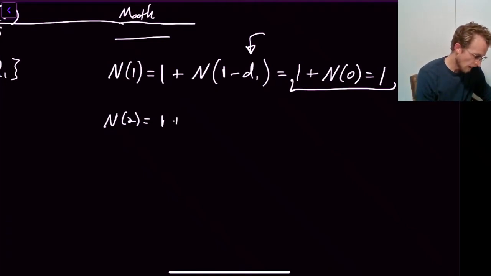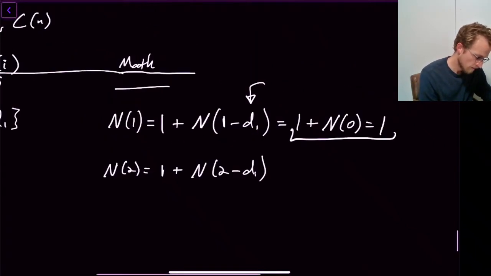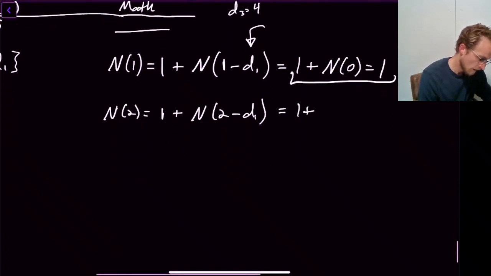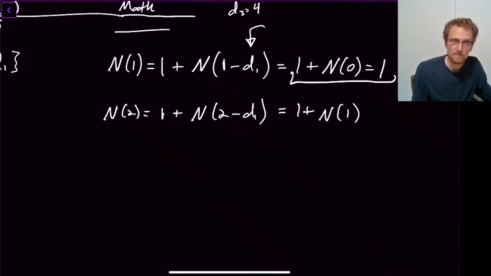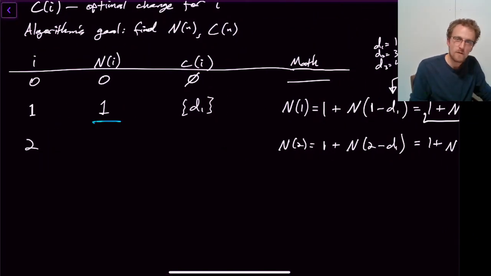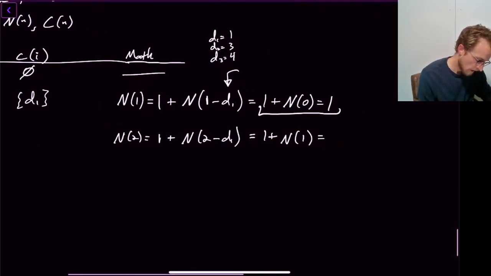So we're basically just going to copy the same expression from above. So this is going to be n of 2 minus d1. So d1 is 1, right? So let's just make sure that stuff's clear. d1 is 1, d2 is 3, d3 is 4. Those are our 3 denominations. So d1 is 1, and so this is equal to 1 plus n of 1. Now we know n of 1, right? n of 1 we calculated before. n of 1 is here. So all we have to do is plug that in, and we're good to go. So here we plug that in, and we get 2.